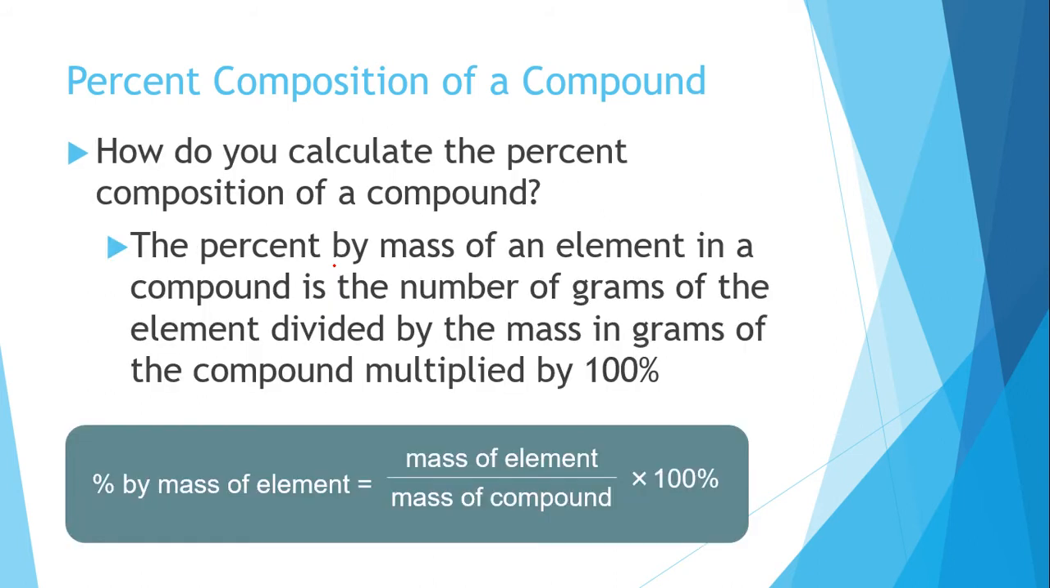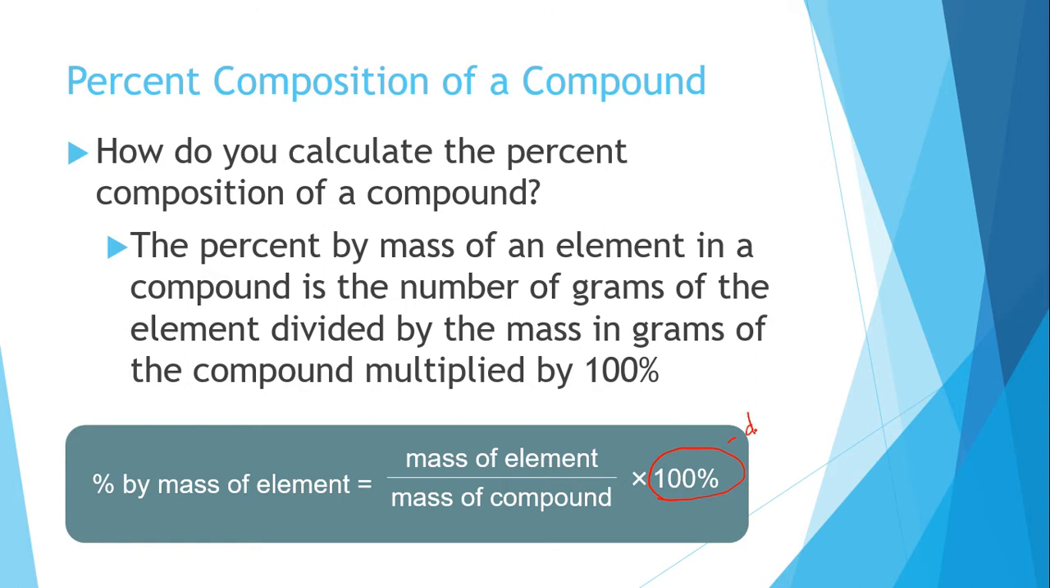Now, how do you calculate the percent composition of a compound? Well, there are two different ways. The first is if you're given the masses in the problem. The second way is if you're given the formula. Let's look and see what if we're given the mass. Well, the percent by mass of an element in a compound is the number of grams of the element divided by the number of grams of the compound multiplied by 100%. Note that this 100% is part of the formula. We're just multiplying by 100.